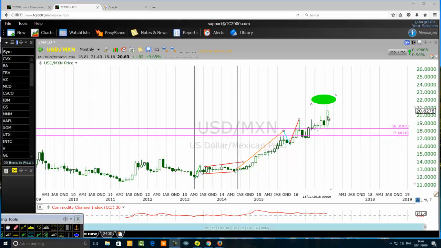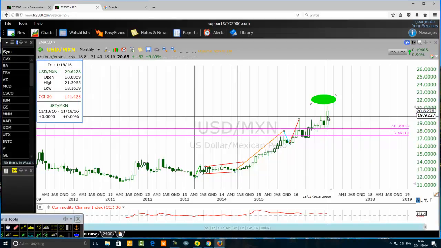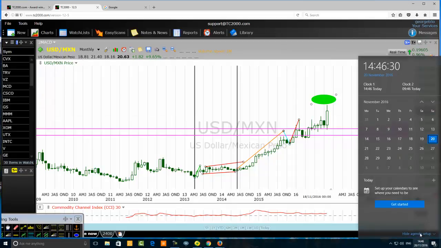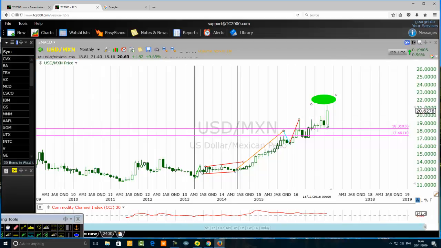So this is the month of November 2016, because I'm recording this video today on the 20th of November 2016. You can see that this candlestick bar is not closed yet, but it's quite a bullish candlestick bar because of the election of the United States and also the election of Mr. Trump as the new president, talking about the policy that Mr. Trump was talking about.